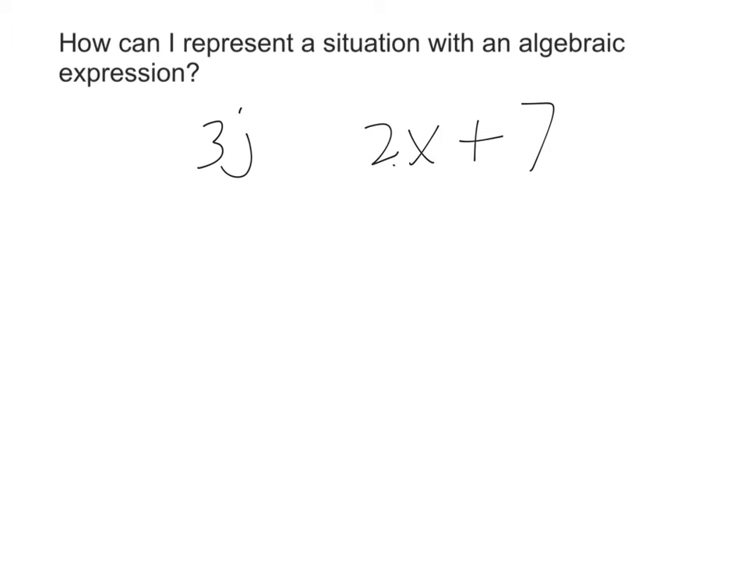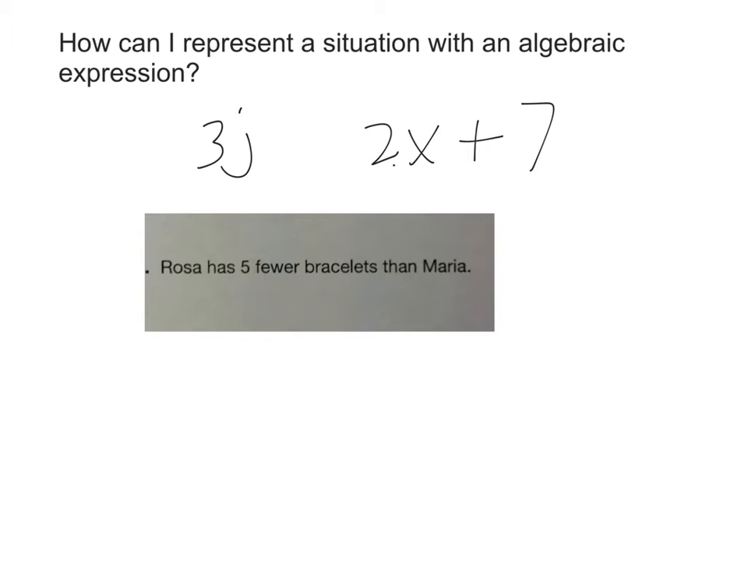And we're going to look at real-world situations where you would use one of these algebraic expressions, or another one you have to write to represent. In this first situation, it says that Rosa has 5 fewer bracelets than Maria. So in order to do this, you first want to use what we call let statements. A let statement is where you simply write let and you pick a variable. So I'm going to let R equal the number of bracelets that Rosa has.